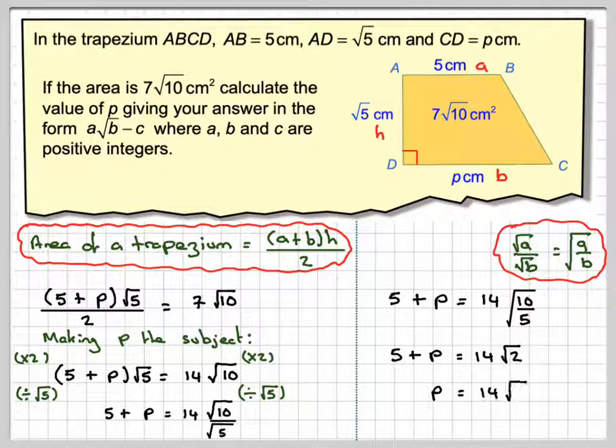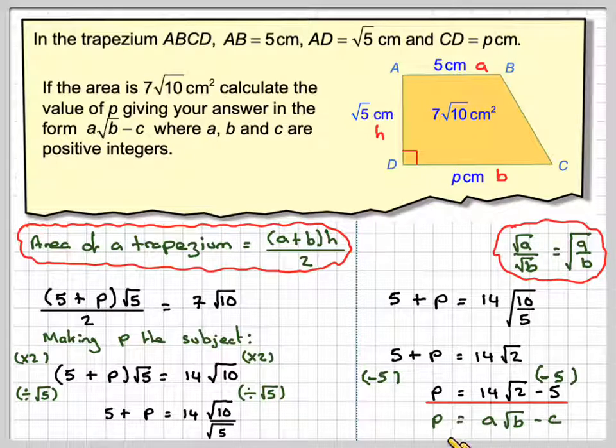And then the final step will be to take 5 from both sides. So we take 5 from both sides, we're going to get P is equal to 14 root 2 minus 5, which is the correct format that we wanted. P is equal to A root B minus C. So A is 14, B is 2, and C is 5.